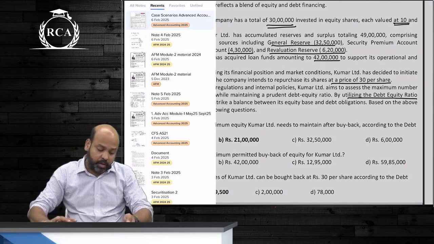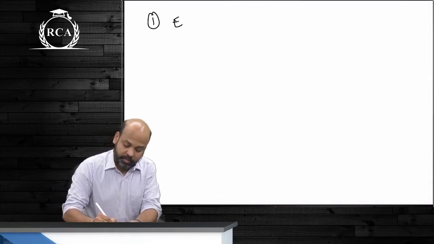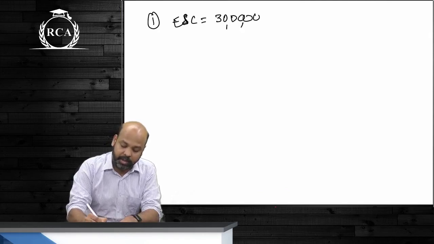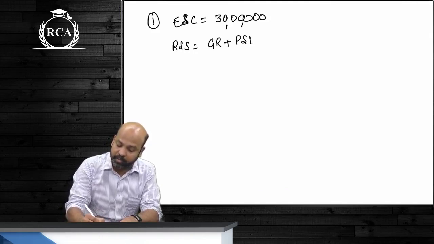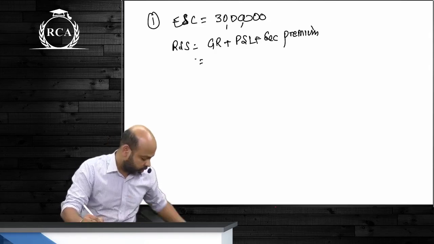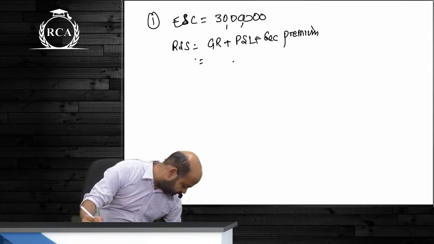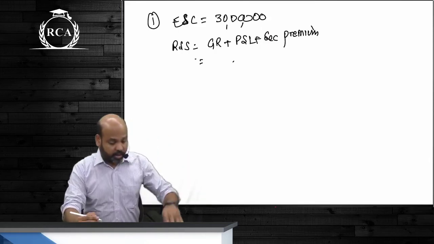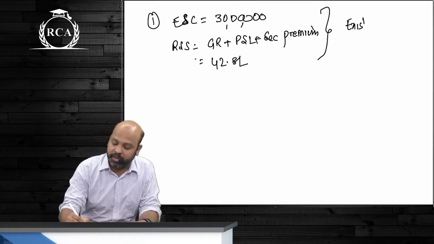So here, your equity amount, existing equity, how much will it be? Question number 1, equity share capital, how much is it? 30 lakhs. Reserves and surplus, you will include what all things? General reserve, you will include P&L balance, you will include securities premium. Can someone sum up all the three balances and tell me the amount? 42 lakhs 80,000, guys. Once you arrive at this, you know that your existing equity is how much?